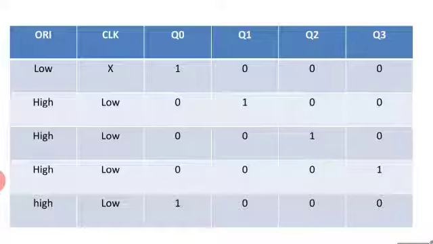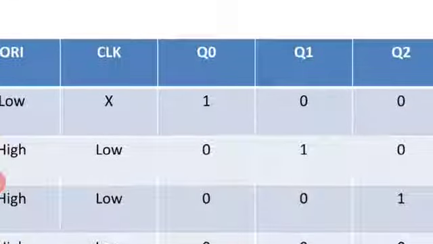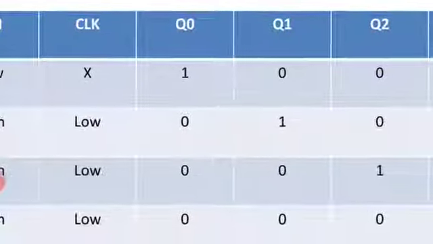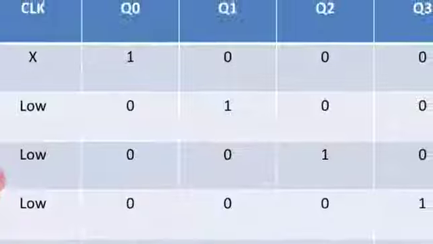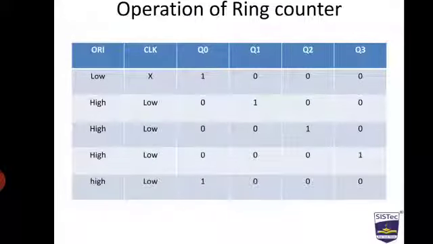So this one is moving. Initially, we give 1 at Q0. After the first clock, it moves toward Q1. After the second, it moves toward Q2. Then it moves toward Q3. Again, it moves toward Q0. So it starts from Q0 to Q1, Q2, then Q3, and again goes back to Q0. That's why we call it a ring counter.